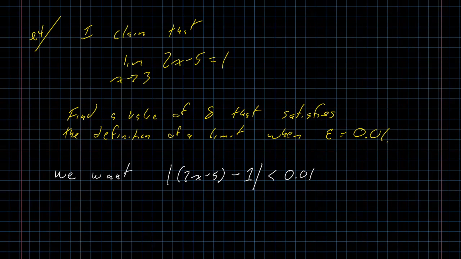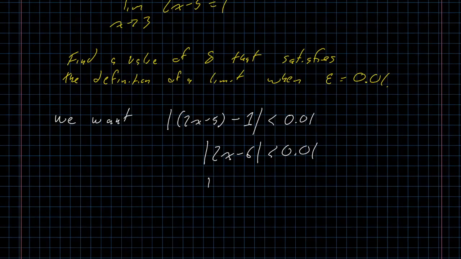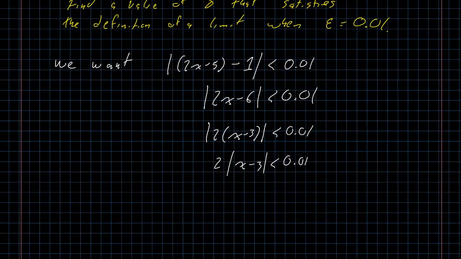Right? So if we want that to be the case, we can do a little bit of cleanup. 2x minus 5 minus 1 is 2x minus 6. That's the same thing as 2 times the quantity x minus 3. And remember, you can take a constant outside of the absolute value. The absolute value of 2 times x minus 3 is 2 times the absolute value of x minus 3. And then dividing by 2, we get that the absolute value of x minus 3 must be less than 0.005.